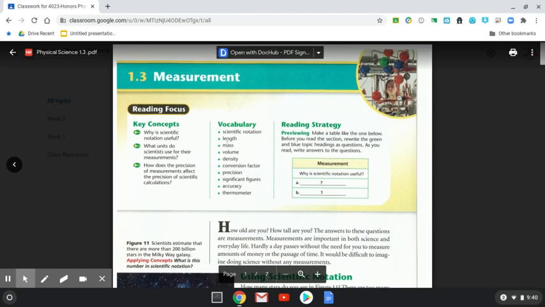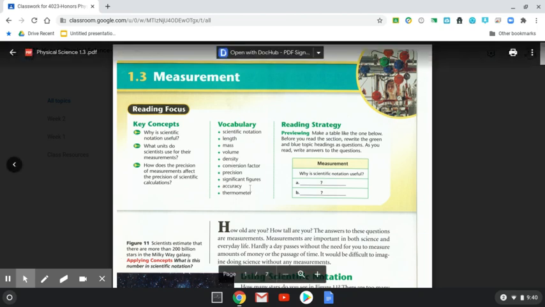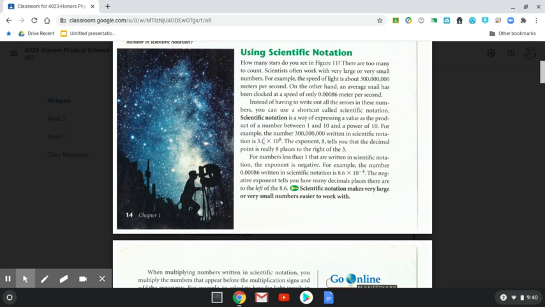Here's some vocab. Hopefully you have these vocab listed in your notes somewhere. I always like to make sure I have that. And I'm going to talk through a little bit of the reading here. So, scientific notation, we practiced this before. The number in front is between 1 and 10, and then times 10 to the, and there's a power of 10 there as well.